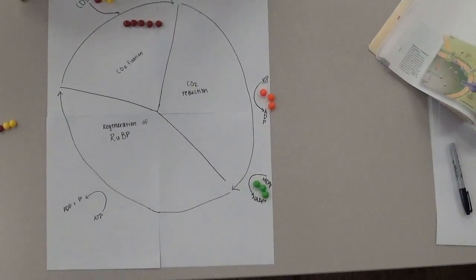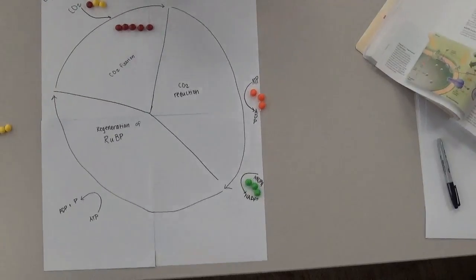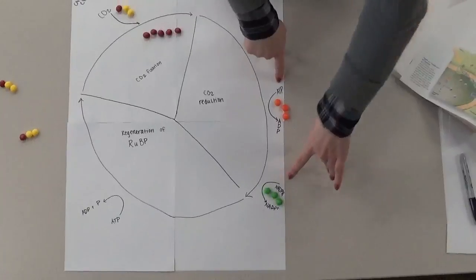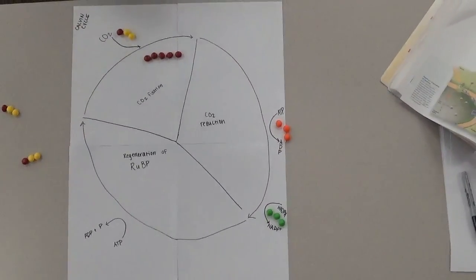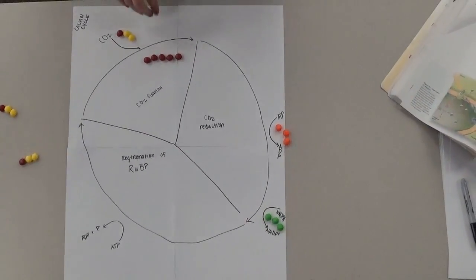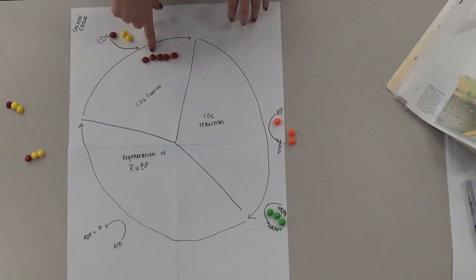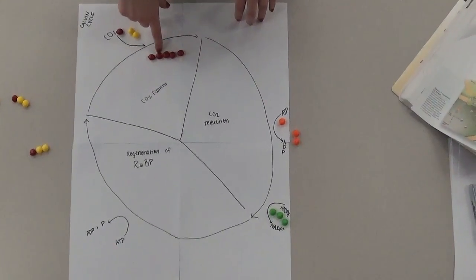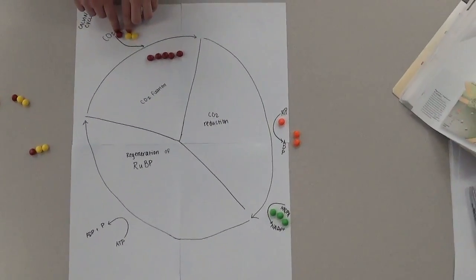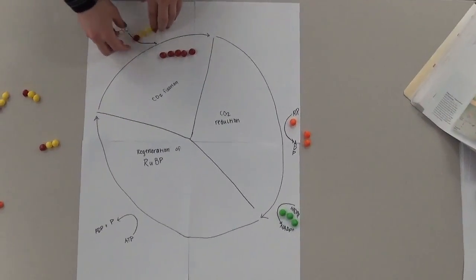It's occurring in the stroma of the chloroplasts, and what we have coming into this, the two inputs, they come from the light-dependent reactions. We have ATP and NADPH. So the first stage of the Calvin cycle is CO2 fixation. So what's going on here is that we have a 5-carbon molecule called ribulose, and what's happening is that carbon dioxide from the atmosphere is coming in through the stomata into the stroma.